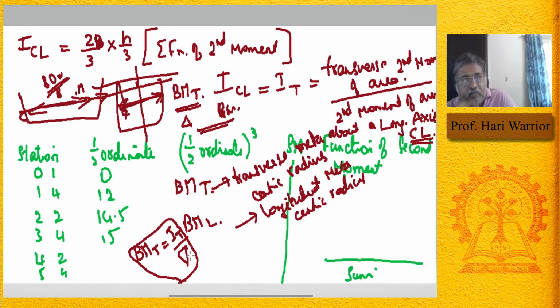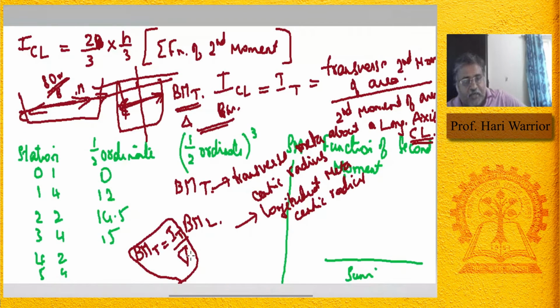And you have just found IT. You have found IT by using this method. You added the 30 meter power 4 and you got the total IT about the center line. You got the total transverse metacentric second moment of area, the second moment of area about the center line or the longitudinal axis. That is BMT.